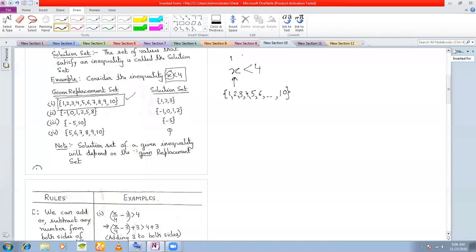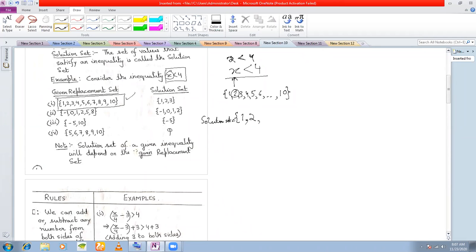Is 1 less than 4? Yes, it is less than 4. Then it will be a part of the solution set. Okay, solution set. Next, consider the next one, 2. Is 2 less than 4? Yes, I'll have 2 in my solution set because it is satisfying this inequality.